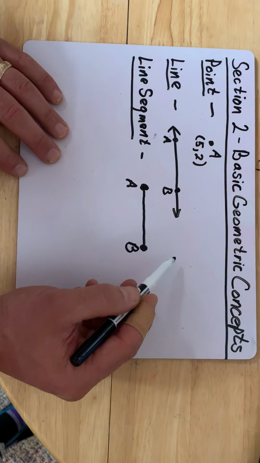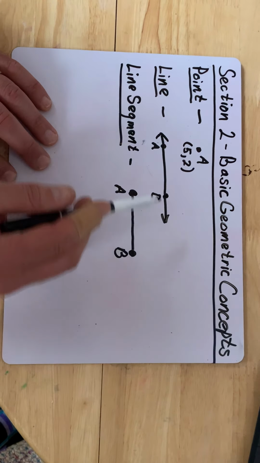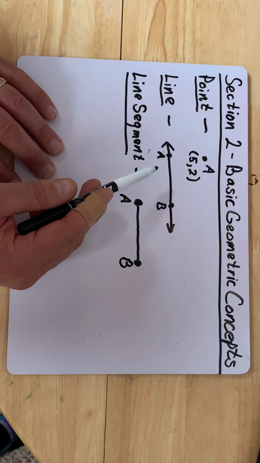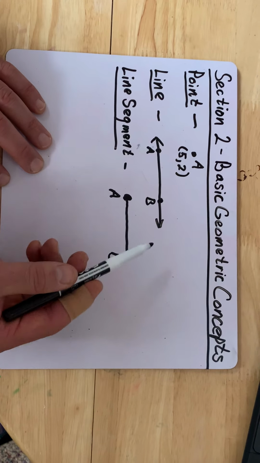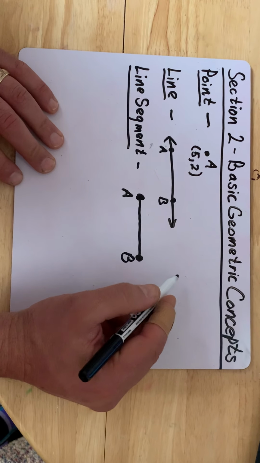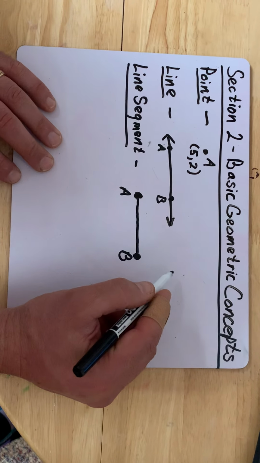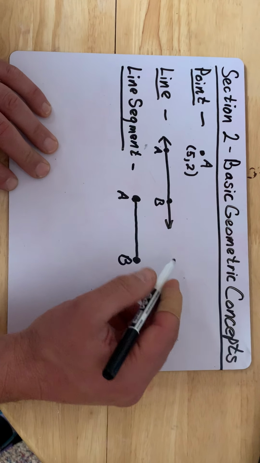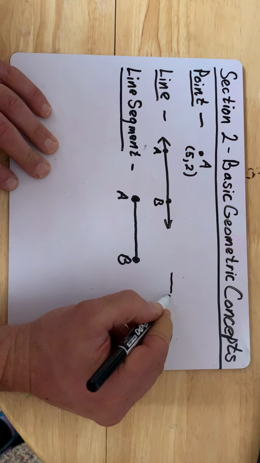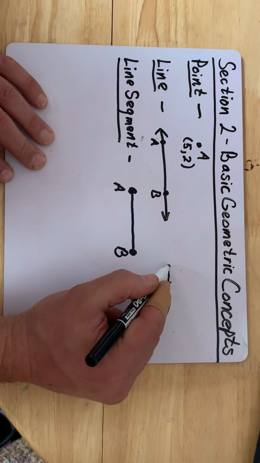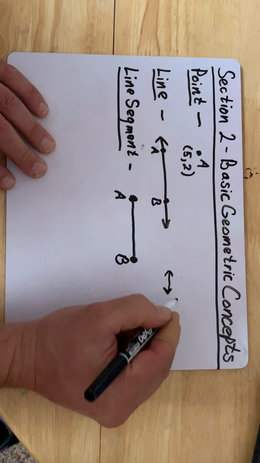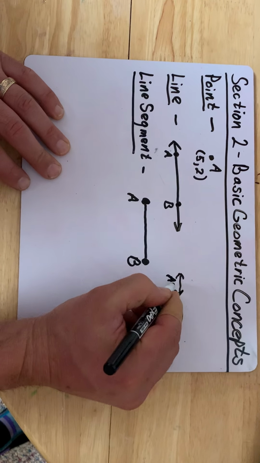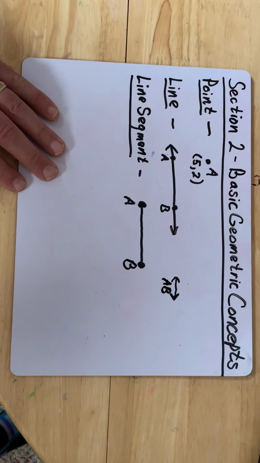Another thing I should mention before I get too far ahead of myself: these are the pictures of these things, but sometimes we need to write them in a sentence and we don't want to draw the huge picture. So if I wanted to name a line, I use this little miniature line, and I put the two points that I use to identify that line underneath it. So that's how you would write line AB.